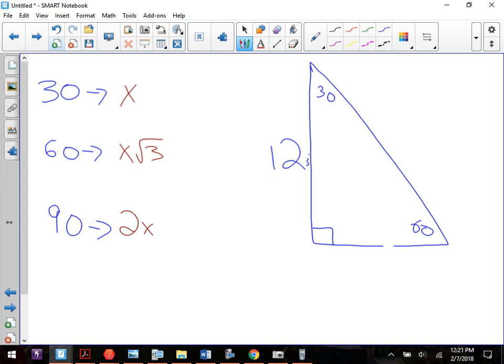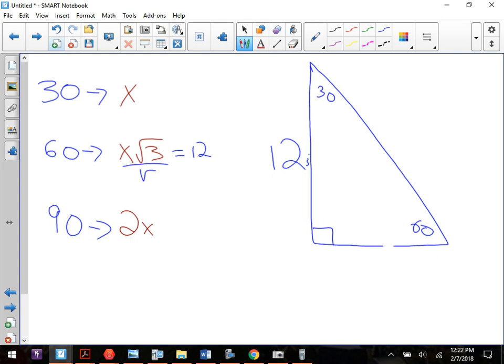If I say that across from my 60 is going to be some value of 12, and I want to reuse this jig, 30, 60, 90. If I know opposite my 60 is equal to 12, which one of these values in the jig do I set equal to 12? 60. So I know that I'm going to have a one-step equation, x times the square root of 3 equals 12. How do you undo multiplying by the square root of 3? You divide by the square root of 3.